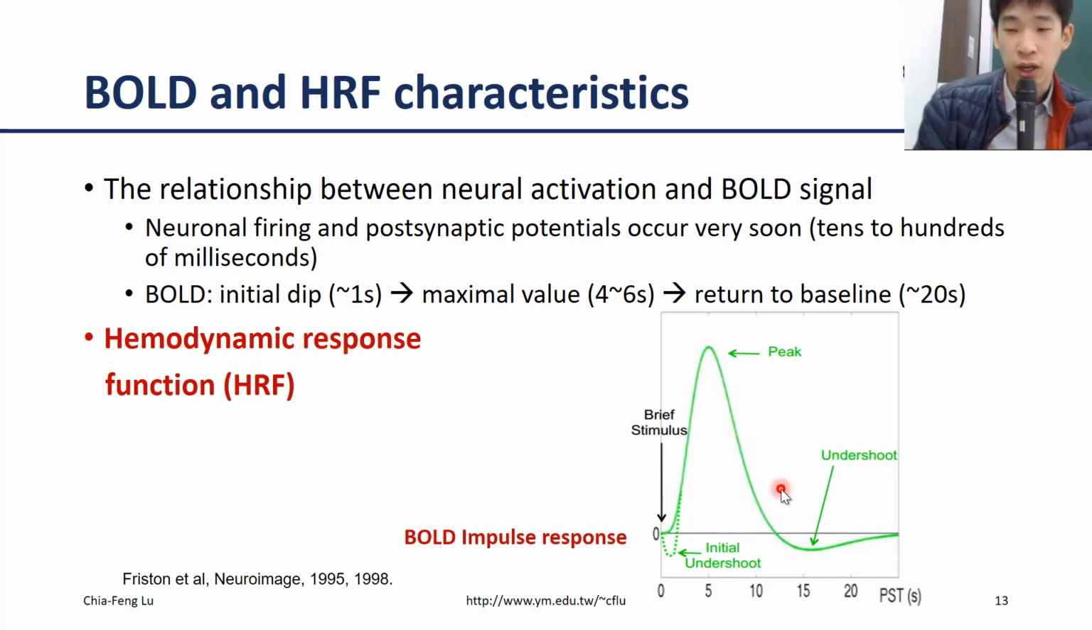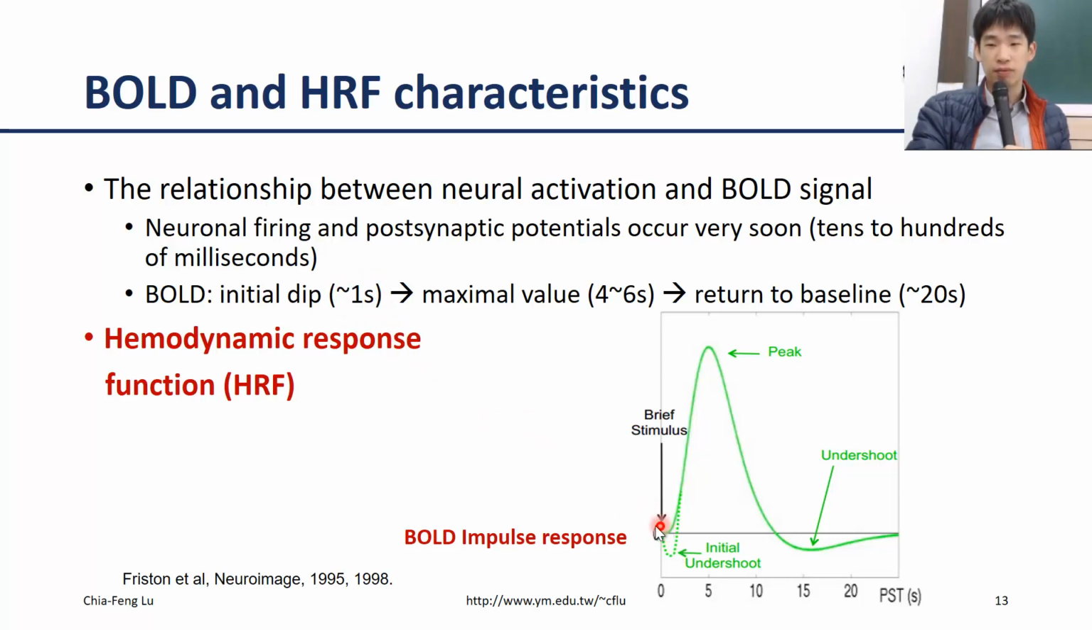This is actually the BOLD signal that we are anticipated to see when there is a single neural activity right here. So you can see right here, the neuronal firing and the postsynaptic potential occur very soon. We have already mentioned that it's in the range between tens to hundreds of milliseconds. But because the nature of the vascular response is not that quick, the smooth muscle reaction is not that quick, there is a time delay. There is a time delay of around 1 to 2 seconds.